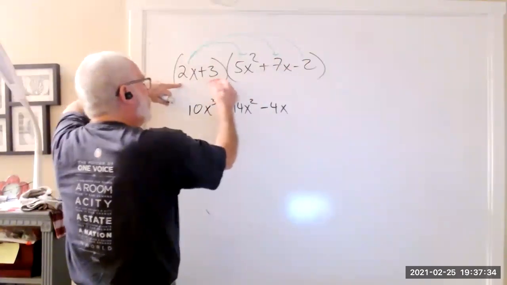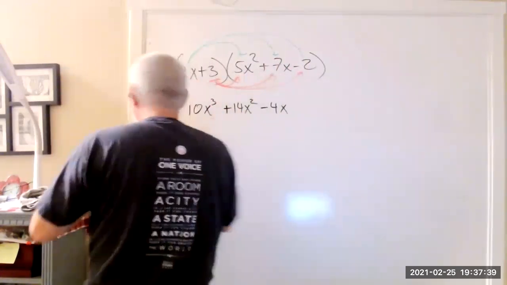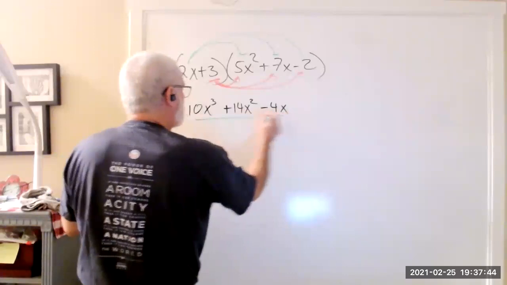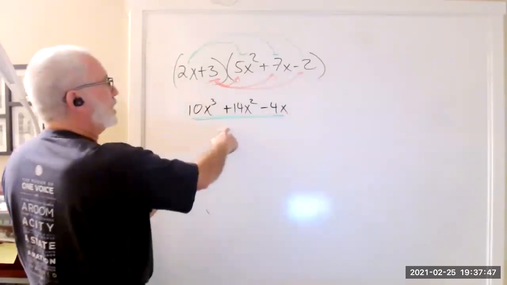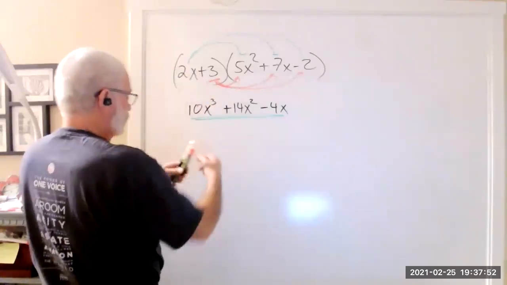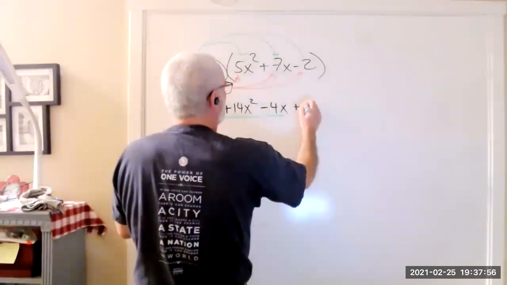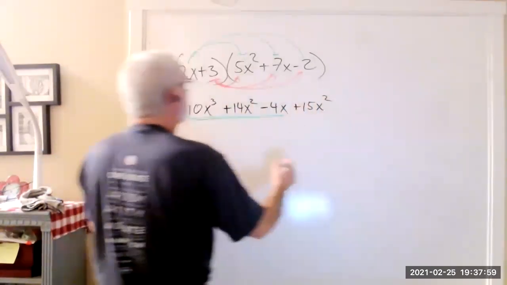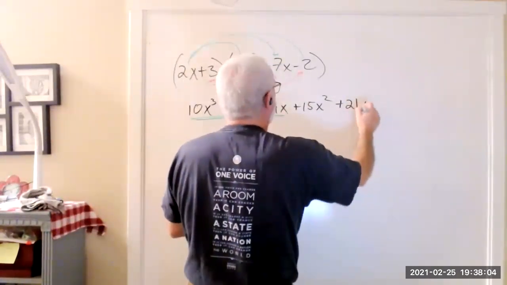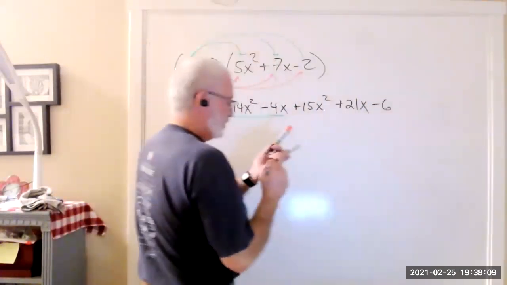So now you're going to distribute the 3 to everybody. Let me underline this. This underlined in green is when I distributed the 2x to everybody. Now I'm going to distribute the 3 to everybody. So 3 times 5x squared is plus 15x squared. 3 times 7x is plus 21x. And 3 times -2 is -6.